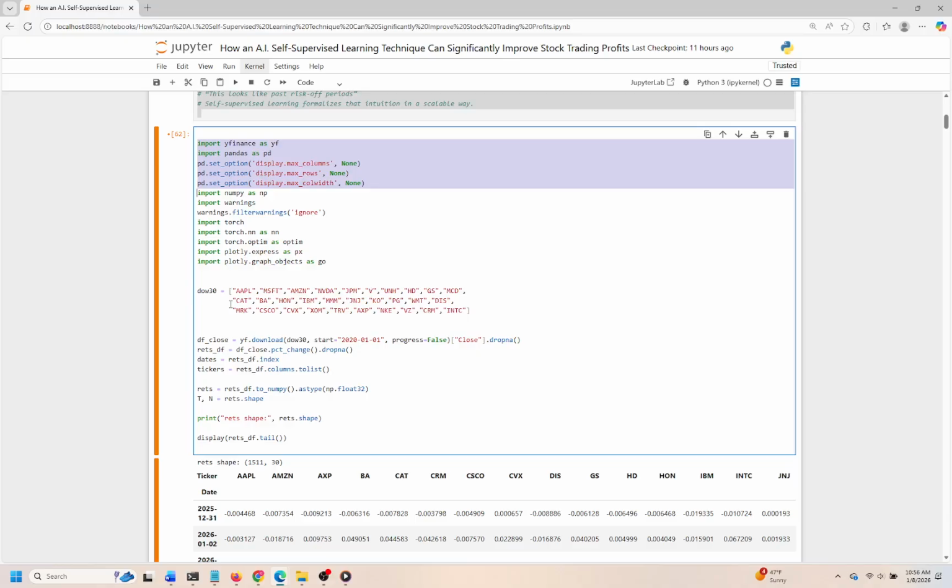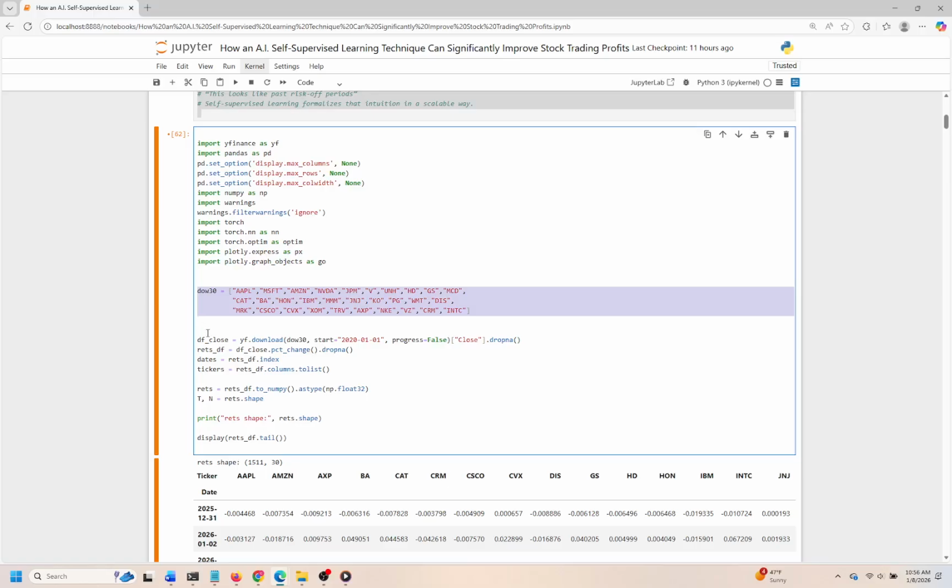This is particularly useful because financial datasets can sometimes be extensive, and seeing everything at once can help in our understanding. Next, we define our list of Dow 30 companies. These tickers represent some of the largest and most prominent firms in the U.S. economy, which makes them ideal for our analysis. Once we have our list, we use yfinance to download the closing prices starting from January 1st, 2020. The data is filtered to retain just the close prices, and any rows with missing data are discarded.